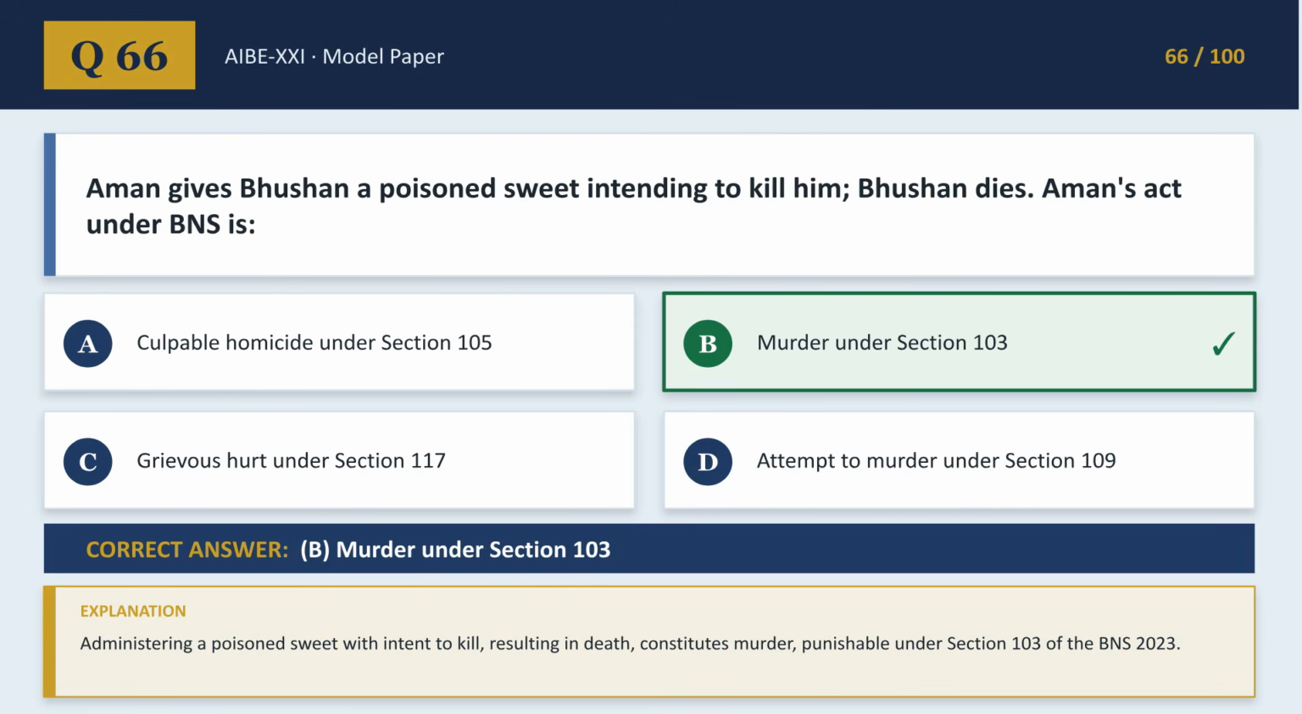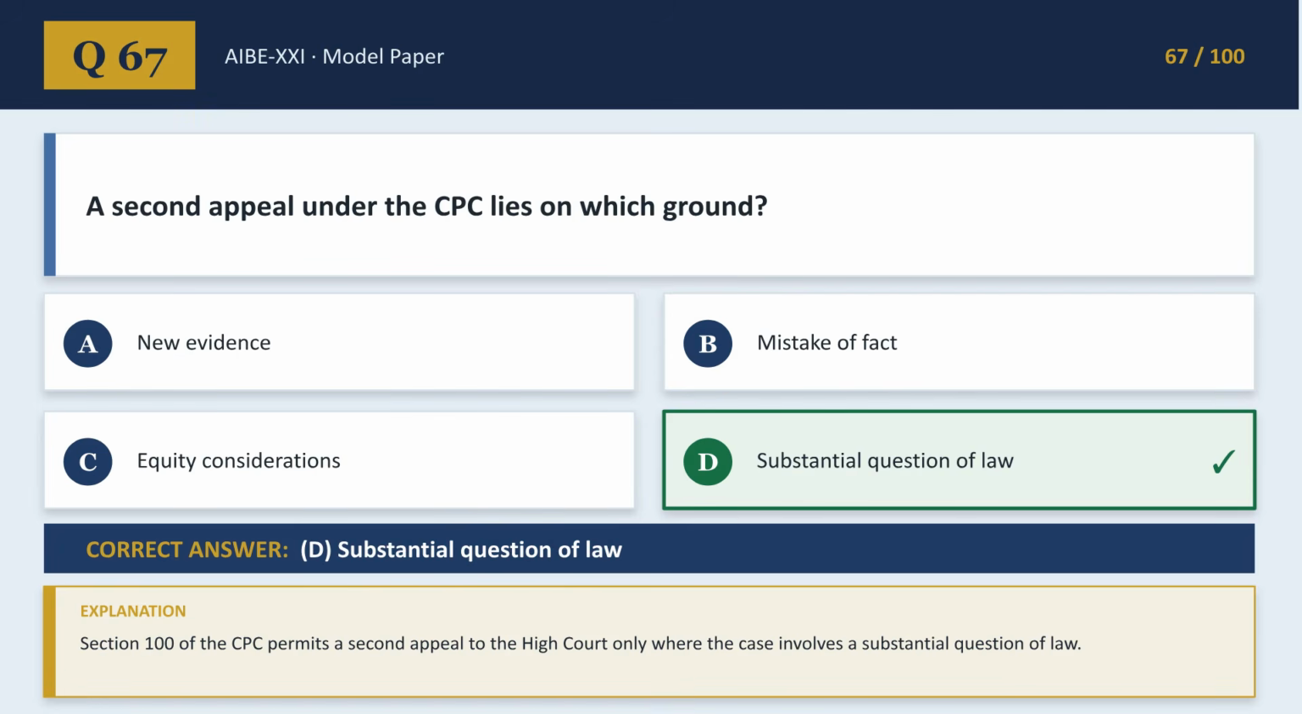Administering a poisoned sweet with intent to kill, resulting in death, constitutes murder under Section 103 of the BNS 2023. A second appeal under the CPC lies only on the ground of a substantial question of law. This provision restricts second appeals to matters of legal importance.